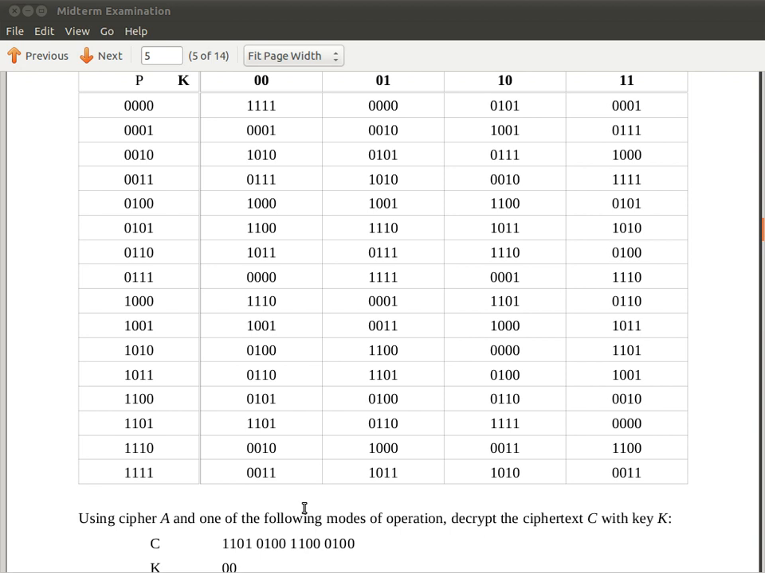Who has an answer for counter mode? I've seen 2 answers. Yeah, I've seen your answer. You fixed it. Counter mode. Just try the first 2 blocks for counter mode. Once you can do that, the principle's easy.